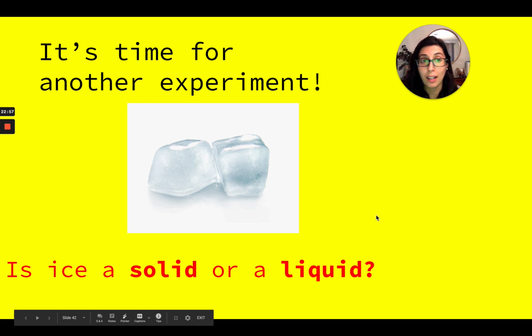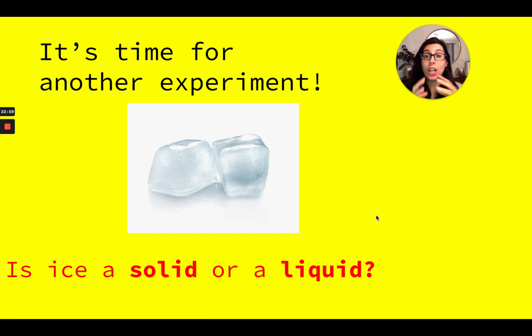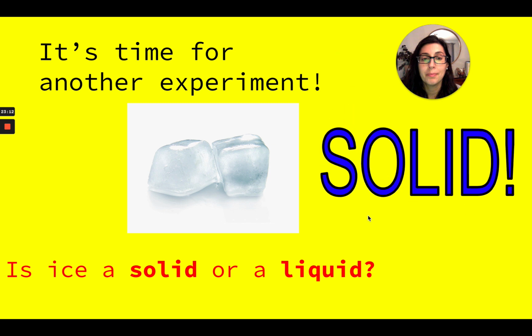We know it's a solid because it holds its own shape, unlike a liquid. A liquid you can pour. With ice, when you go to pour it, it keeps its own shape. It doesn't flow like water does. It is a solid, indeed.